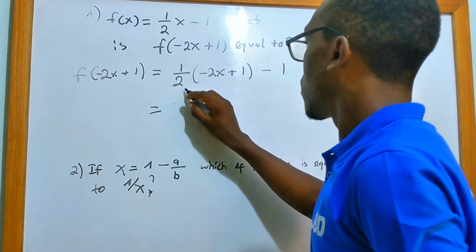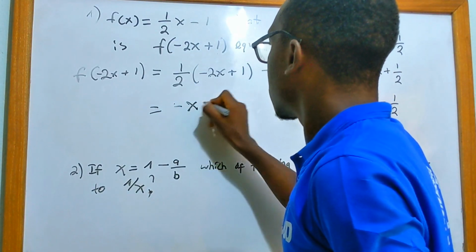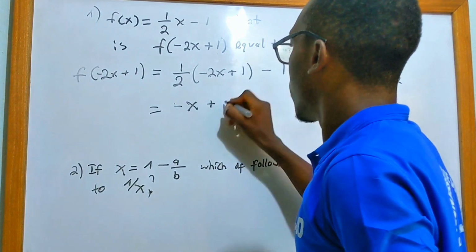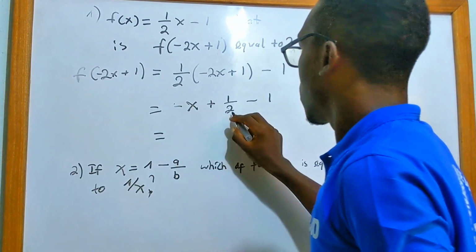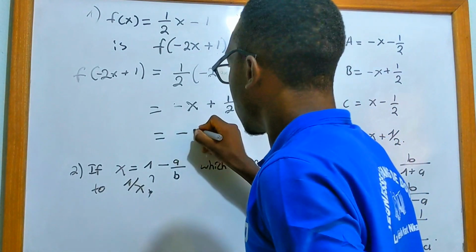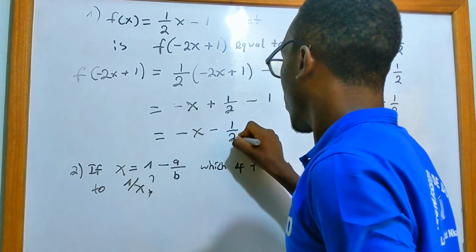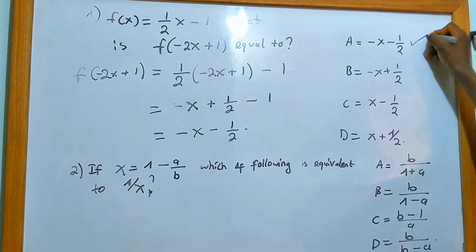We have, you can open this bracket to have this, and this will cancel. We have minus x plus a half, minus 1. That will be equal to what? Half minus 1 is negative half. So we have negative x minus half. And this is the answer, as a.